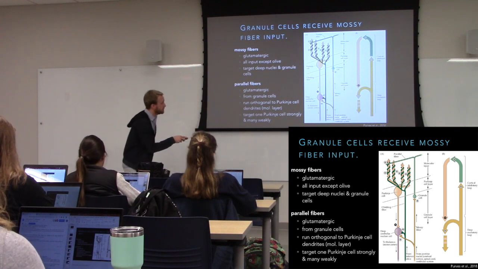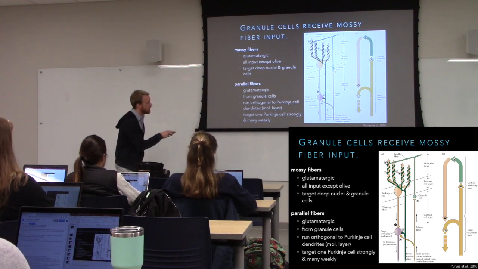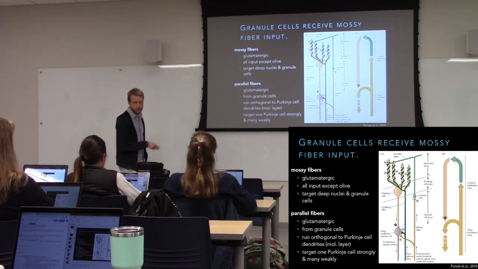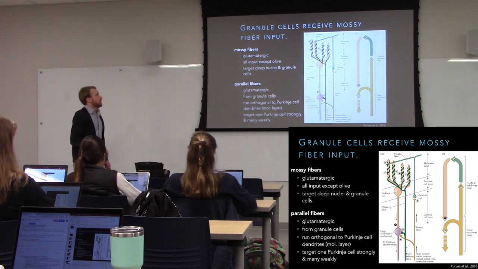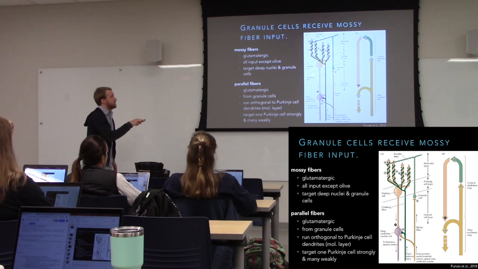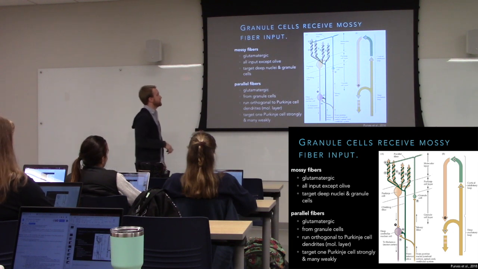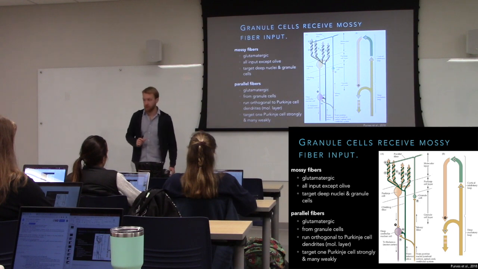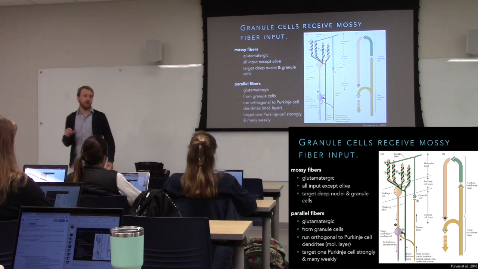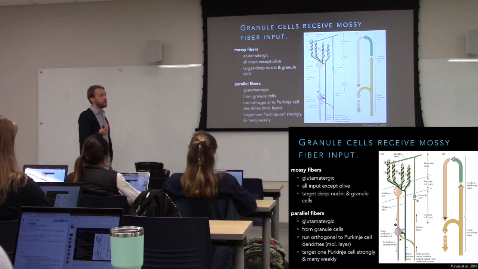So there's direct input to the output nuclei here, and then we also go through our cerebellar cortex. We're going to be going through this circuit in this section here. So mossy fibers, these are excitatory. We have glutamatergic input. We're going to hit our granule cells and excite them.